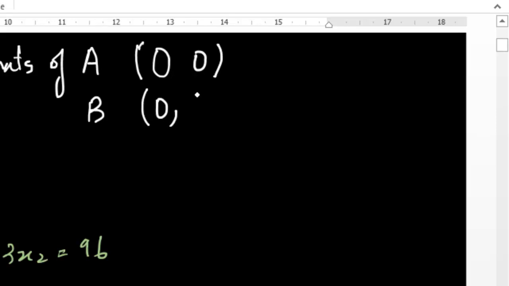x1 is 0, x2 is 20. Now for C, I cannot find it yet, I need to solve it, but I can find D. For coordinates of D, my x2 is 0 but my x1 is 24 because it's lying on x1. So this is 24 and this is 0.